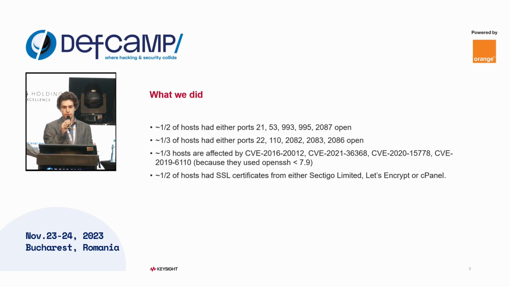In order to find these filters, we took websites from our threat intelligence database that we knew are phishing websites, and we queried for information about them from Shodan. And we found these interesting facts. Half of them had these combinations of ports open. A third of them had these other combinations. And again, a third of them were affected by these vulnerabilities. Also, half of the hosts had their SSL certificates issued by Sectigo, Let's Encrypt, or cPanel.